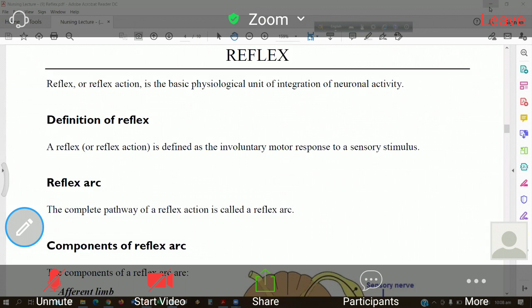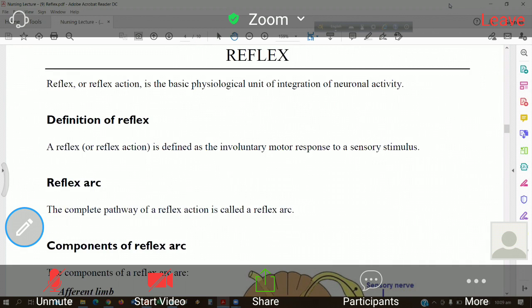That means the signals are involuntarily generated. The motor signals that are responsible for reflex motor function are not voluntarily generated by our brain, they are involuntarily, automatically generated. And the generation of the motor signal for reflex activity requires a sensory stimulus. A sensory stimulus is required to produce the motor signal for reflex action. So the sensory stimuli arise from the peripheral receptors of our body.